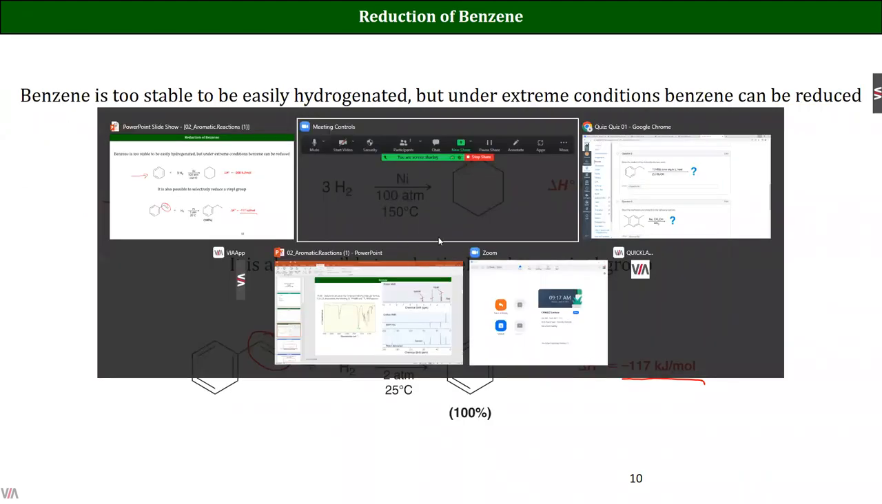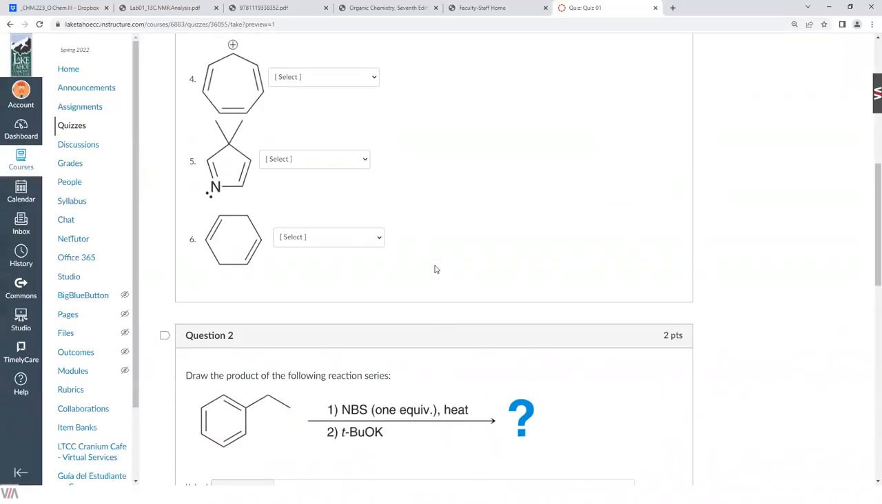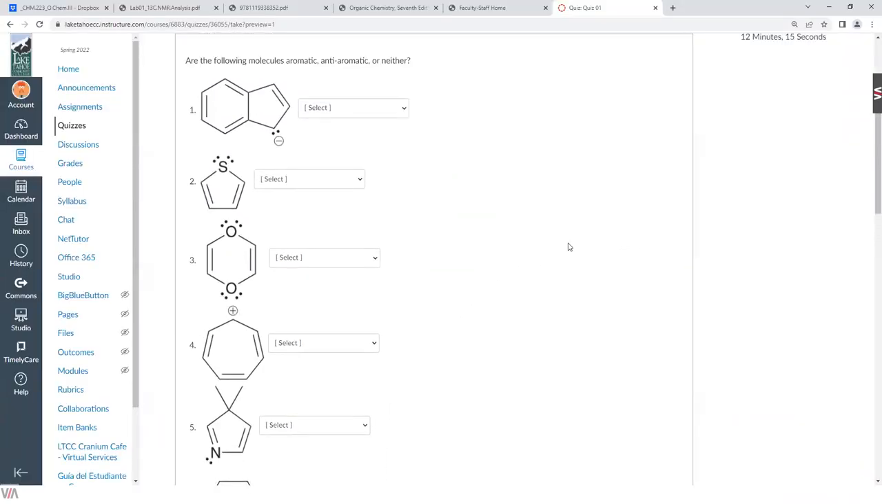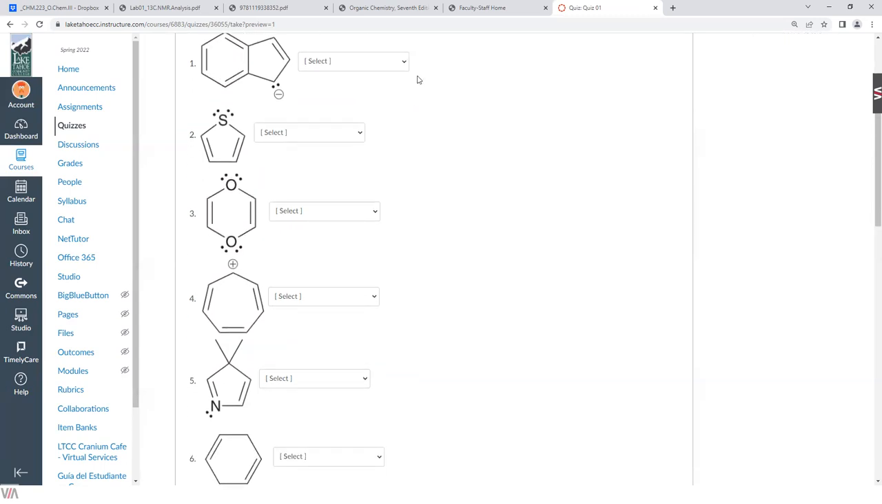Which reminds me, I didn't talk about aromatic, anti-aromatic, or neither for these. So just while we're talking about aromaticity, let's consider these real quick. So what are our criteria for whether something's aromatic? Conjugated ring.